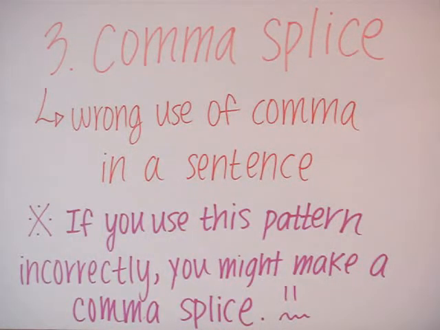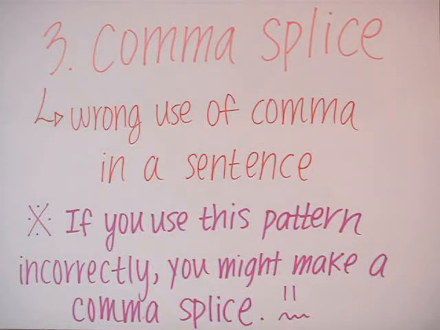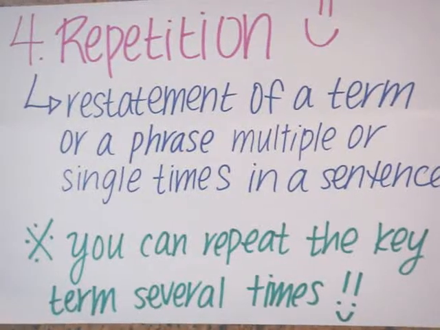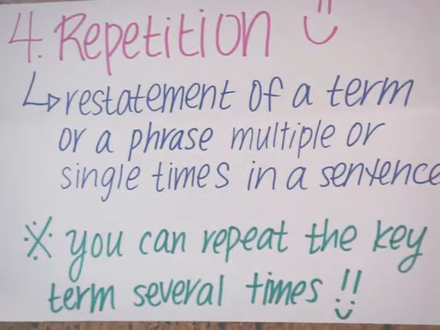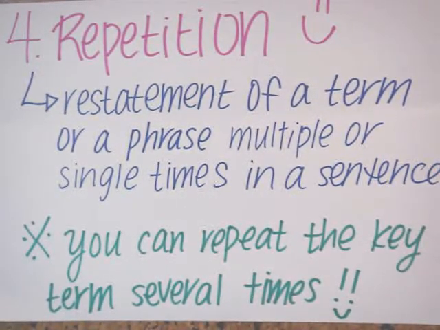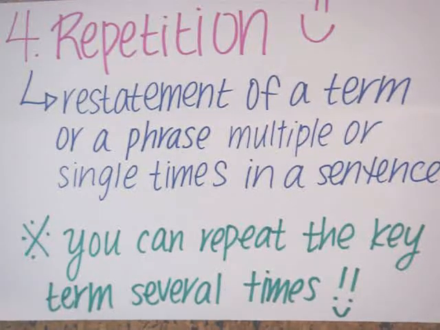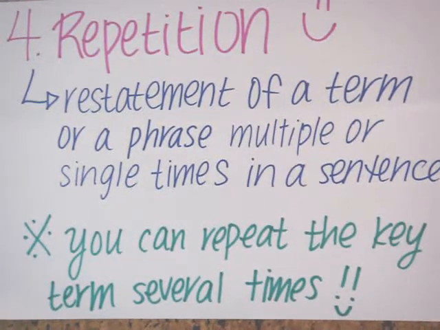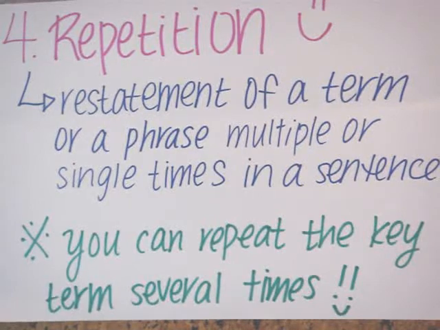The third one is the comma splice. A comma splice is a wrong use of a comma in a sentence. If you use this pattern incorrectly, you might make a comma splice in a sentence. The last word is repetition. Repetition is a restatement of a term or a phrase multiple or single times in a sentence. This means that you can repeat the key term several times.